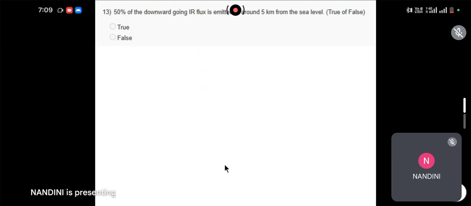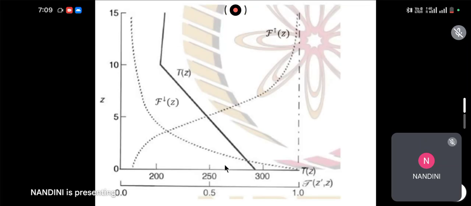So here the next question is, 50% of the downward going infrared flux is emitted at around 5 kilometers from the sea level. Here we can see the F with downward arrow of z. This talks about this particular curve. As we can see, it has a very steep curve towards the sea level, and as we go up, the curve becomes less and less steep.